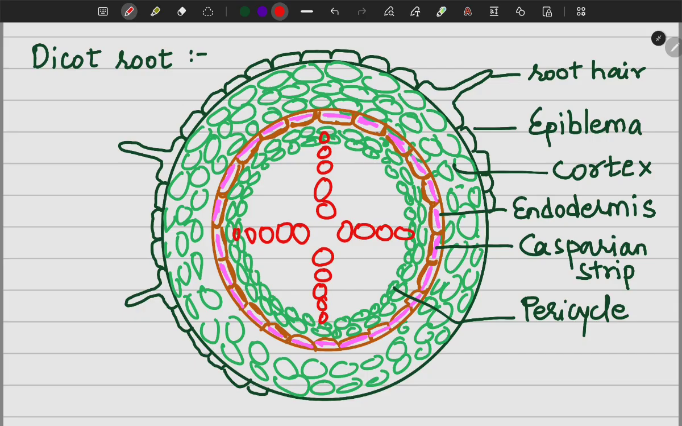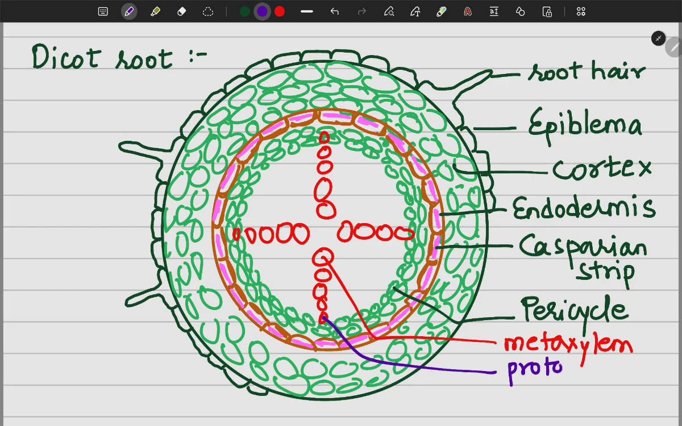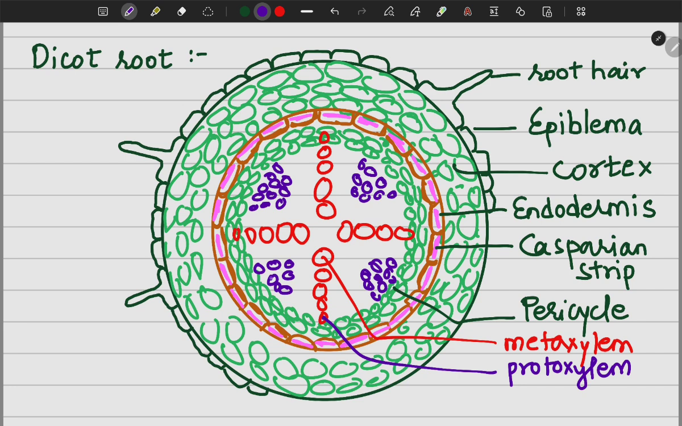And we also studied that in roots the metaxylem is towards the center and protoxylem is towards the outside or towards the periphery. Similarly, let us draw the phloem on different radii. So these are the patches of phloem. Alright, so we can see that the xylem and phloem are arranged radially in an alternate manner on different radii, and the number of xylem and phloem bundles are usually 2 to 4 in dicot roots.